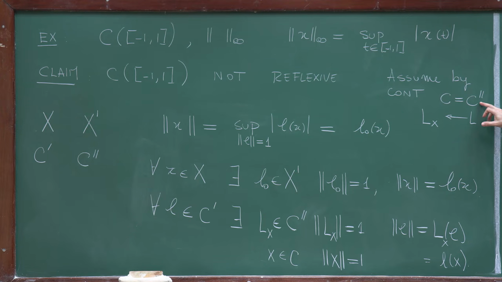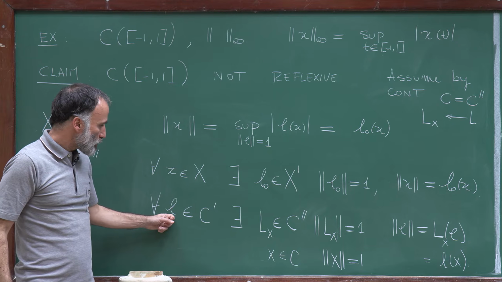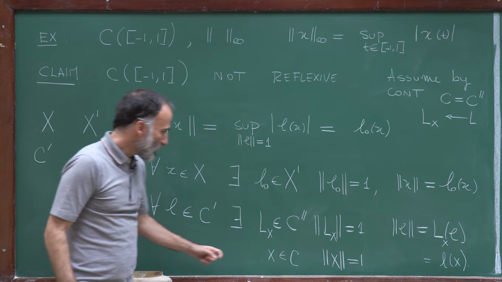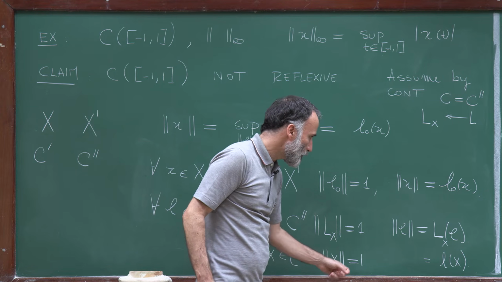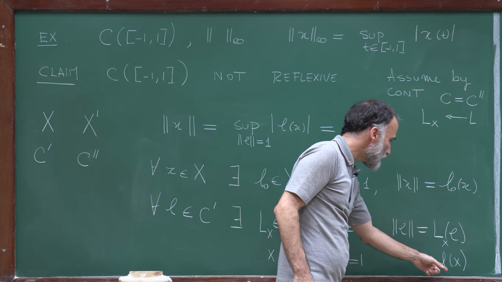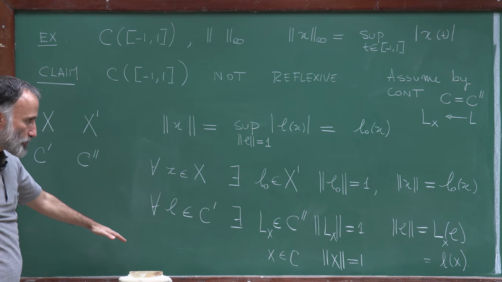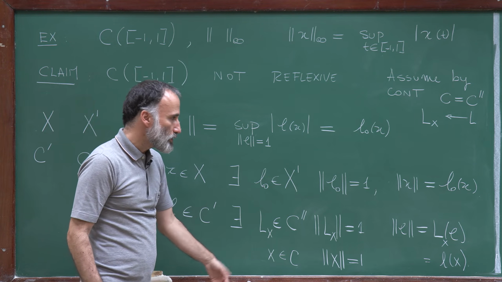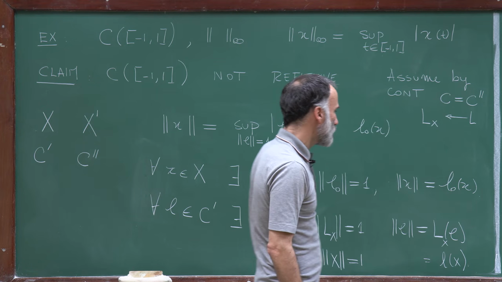So if we assume that the space is reflexive, which means that C double prime is equal to C, what we have is that for whatever bounded linear functional L defined on C, we can find a continuous function x which has norm equal to 1 and such that the norm of L is equal to Lx. I will be using this result to get a contradiction, proving that C double prime cannot be equal to C.